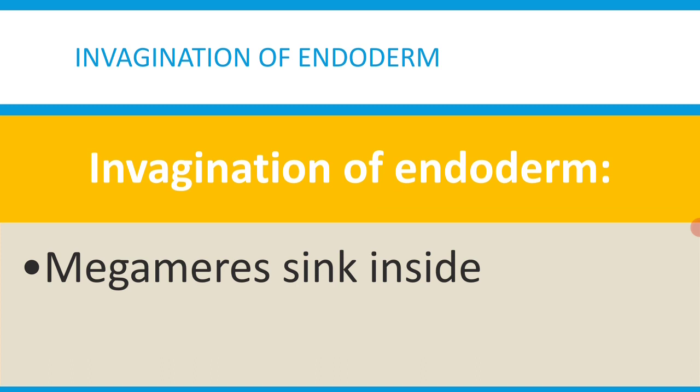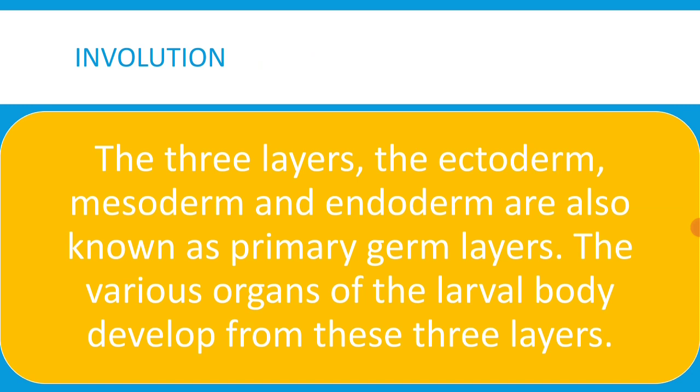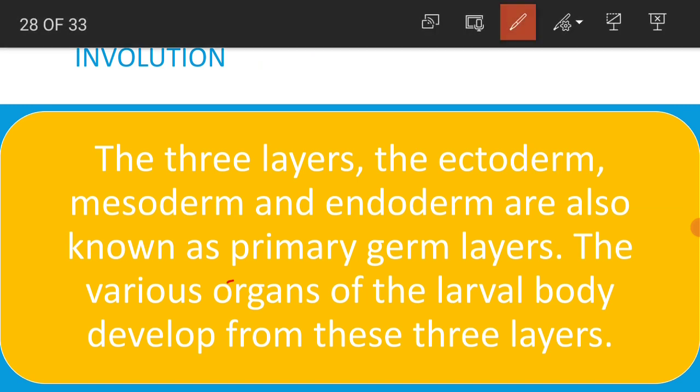And later invagination of endoderm takes place where, as I already told, megameres sink inside, of course leaving the area called yolk plug exposed. With the formation of archenteron, the blastocele is gradually replaced by the archenteron, which is nothing but the primitive gut. And from the archenteron many pouches arise, thus forming a coelom. If the coelom is formed due to the pouches of archenteron, such coelom is called enterocele. And here you can see the involution where the three layers, the ectoderm, mesoderm and endoderm, are also formed, and these are called primary germ layers.